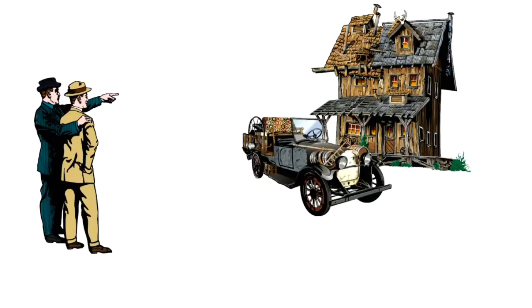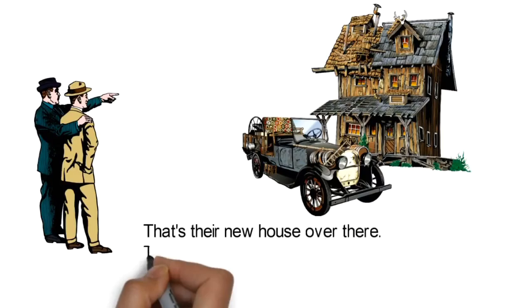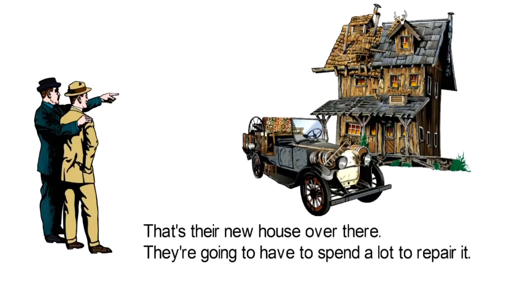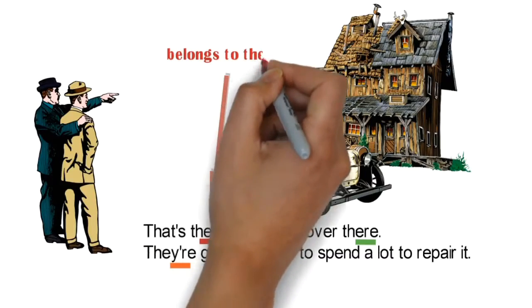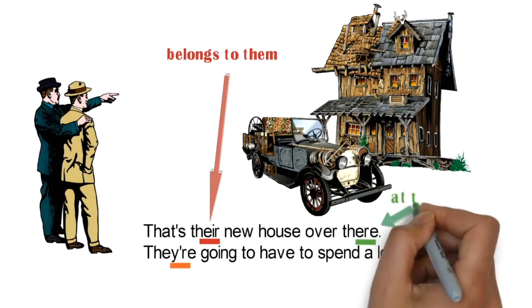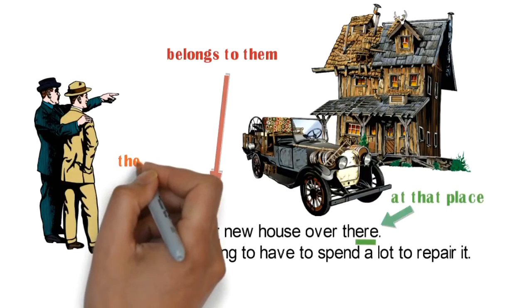Here's another tricky one that's often confused. The man on the left says, that's their new house over there. They're going to have to spend a lot to repair it. There, their and they're are pronounced pretty much the same way, but they have completely different meanings. THEIR is a possessive pronoun. I dealt with that in my last video. THERE stands for at that place. And THEY apostrophe RE is a contraction of they are.